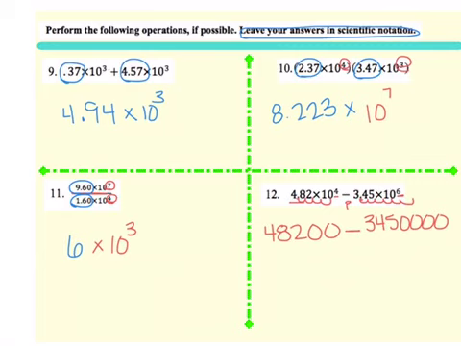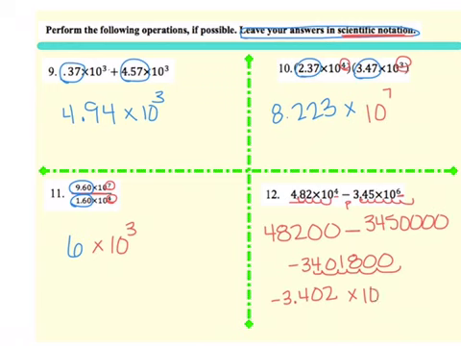So from here, I can actually subtract these two things, and I end up with a negative 3,401,800. But it's asking us to leave our answers in scientific notation. So I now need to move it back into scientific notation. So I need this number to be between 1 and 10. So I'm going to make it negative 3.402, because remember we want to round up there. And to move it back to where it was, I went 1, 2, 3, 4, 5, 6 in the positive direction.